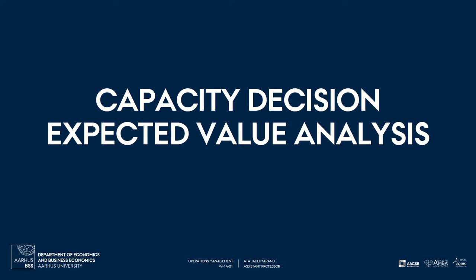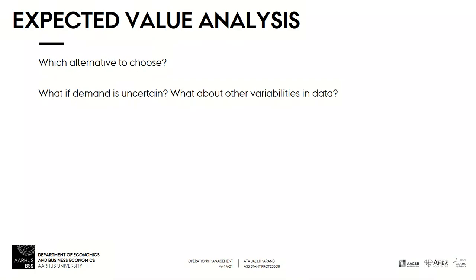The next example is about expected value analysis. So far we have seen how we can calculate total cost for different alternatives, but there are some uncertainties, for example, in the demand, and we do not know what will be the demand in the future. What organizations do is to come up with some estimates for the demand in the future, and then they can determine some demand levels with some probabilities associated with these demand levels.